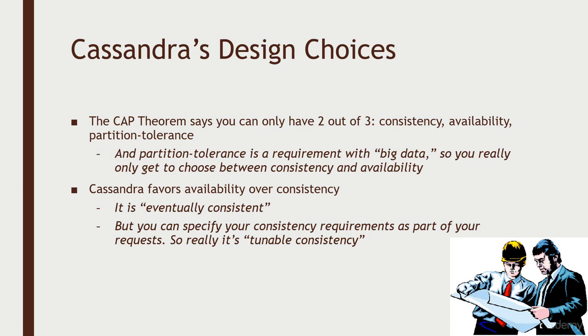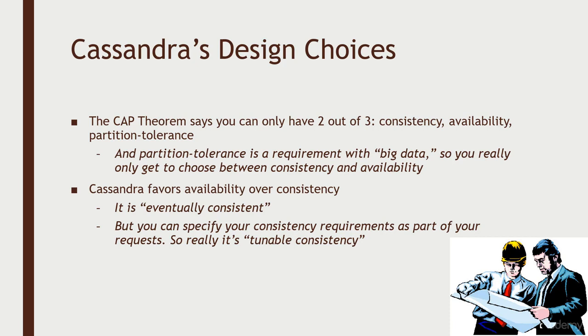And when we're dealing with big data, like we're talking about in this course with a Hadoop cluster, you can't really give up partition tolerance. You really need that in order to distribute your data across a cluster to begin with. So partition tolerance in our context is non-negotiable. So that really only leaves us between consistency and availability to choose from. And Cassandra, its thing is that it favors availability over consistency.